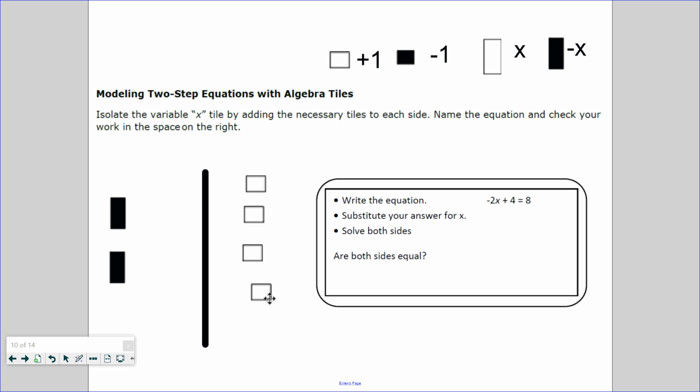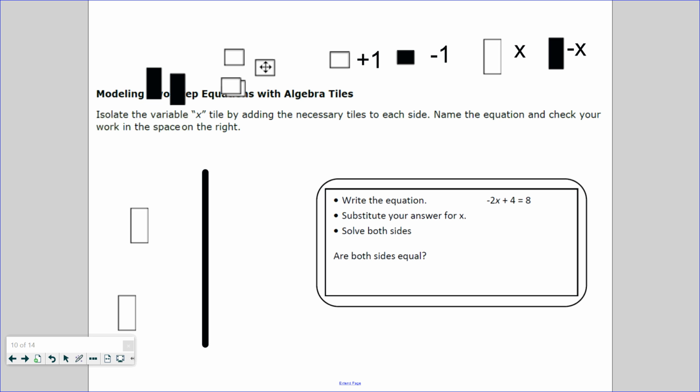But again, I'm solving for x. I am not solving for -x. How can I model x instead of -x? I flip them over because they are double-sided. So I flip it over to 2x equals -4. So I need to divide these 4 negatives into 2 groups. So x is equal to -2.